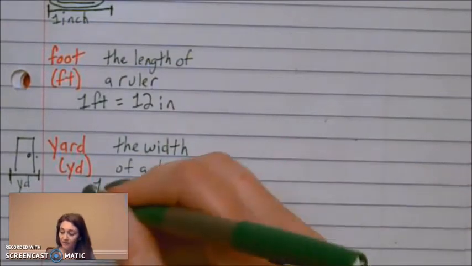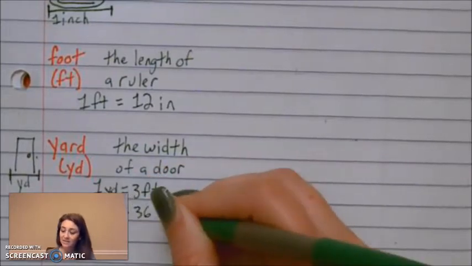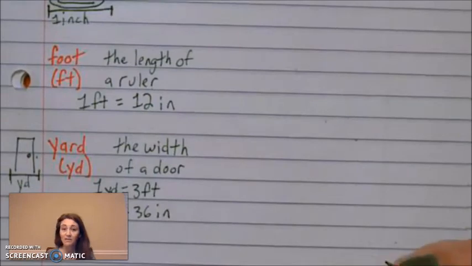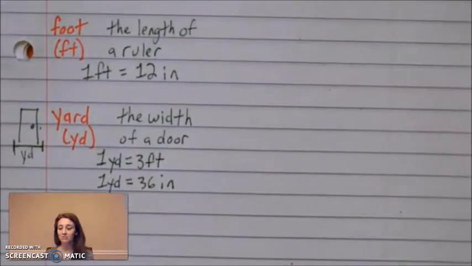And 1 yard also equals 36 inches. And if you wonder why I keep looking down, I'm double checking my notes that I've already made to make sure that we get what we need here. All right, one more on our customary side, and that is going to be a mile.